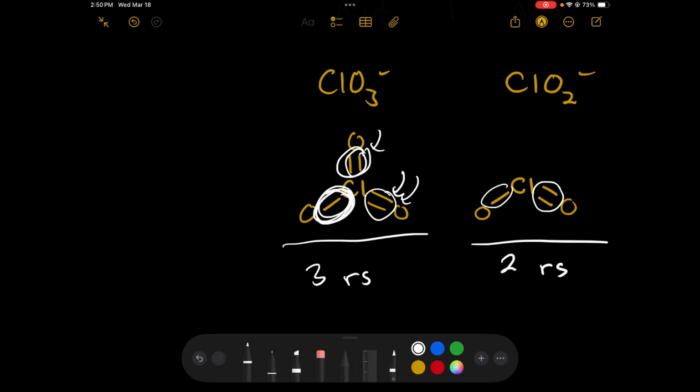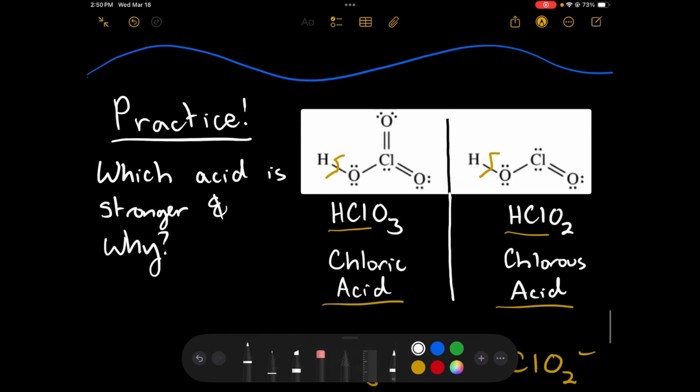As we know, based on the rule that I told you, the more resonance structures you have, the more stable you are. And the more stable you are, the stronger the acid. So that means that this chloric acid is my stronger acid, because the presence of this extra oxygen stabilizes the conjugate base. If you have any questions about any of this, please feel free to ask me.